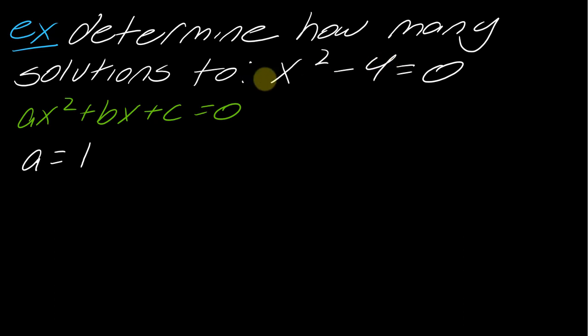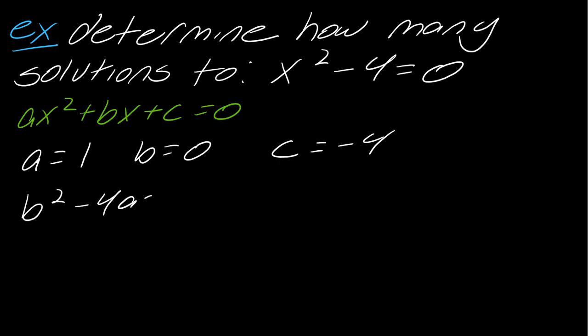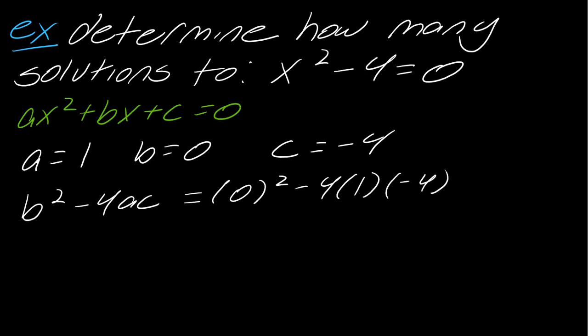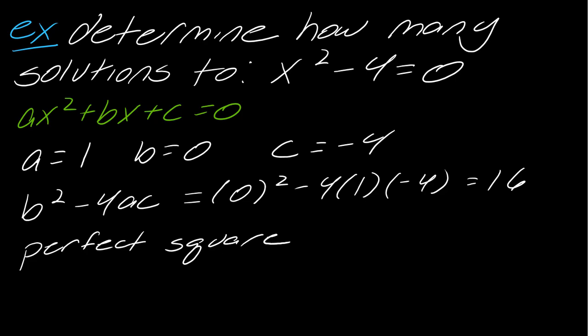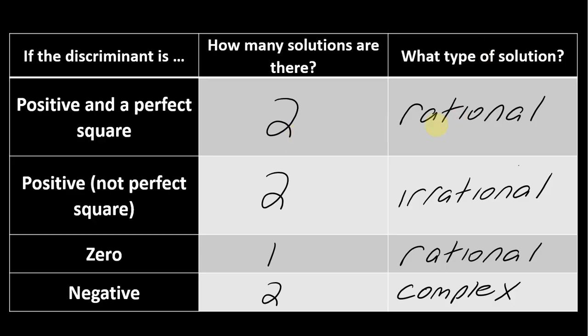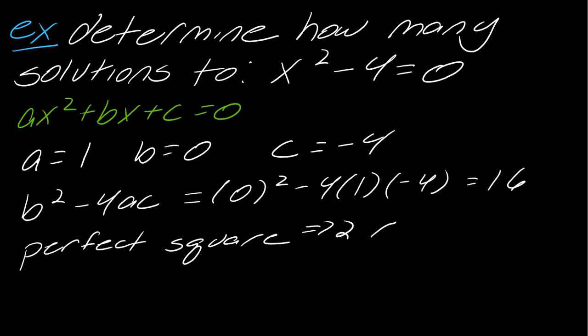Now, there is no x term in this, so my b must equal 0. And my c is equal to negative 4. If there's a negative in front, you want to take that with it. Then I calculate my discriminant, b squared minus 4ac. That's 0 squared minus 4 times 1 times negative 4. What does that equal? That equals 16, and 16 is a perfect square. So according to my little table, positive and a perfect square means two rational solutions.